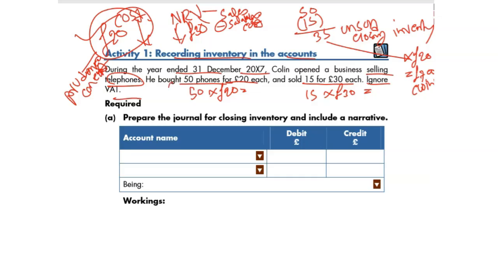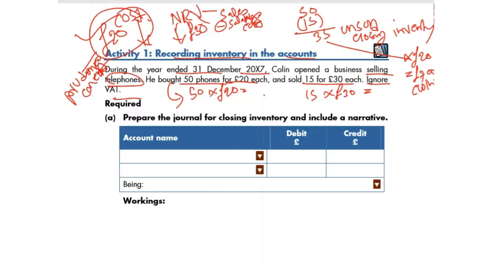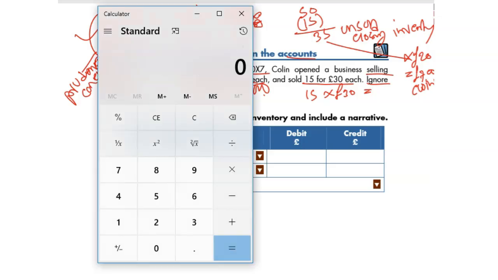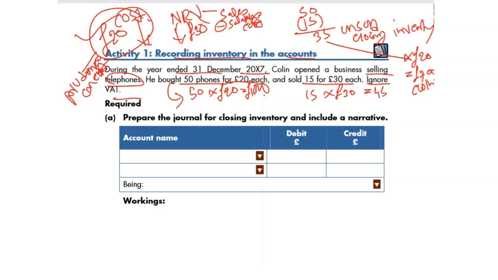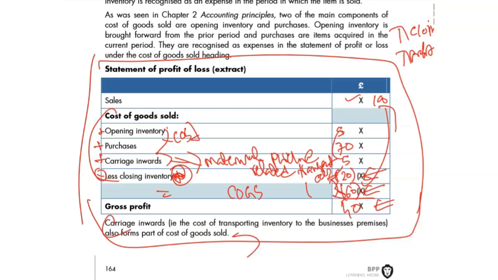Then my purchases, 50 times 20, is £1,000. That's my purchase, £1,000. And sales is 15 times 30, selling price each, which is 450. That is my sales, purchases, and closing inventory.